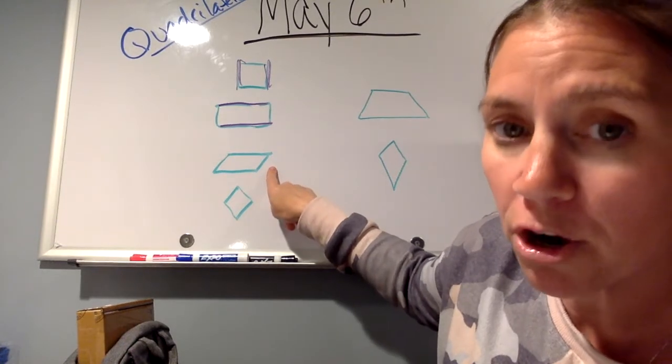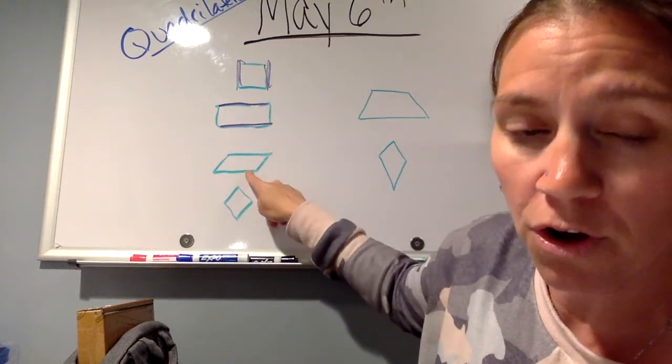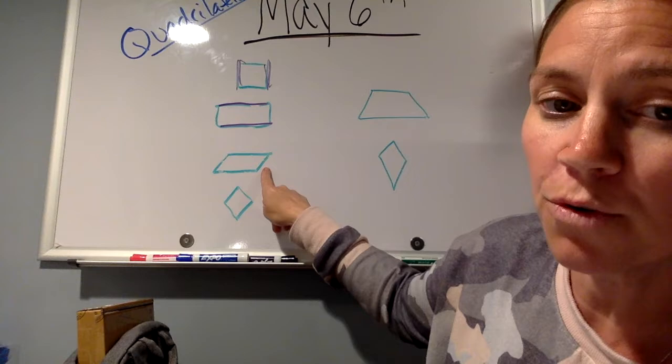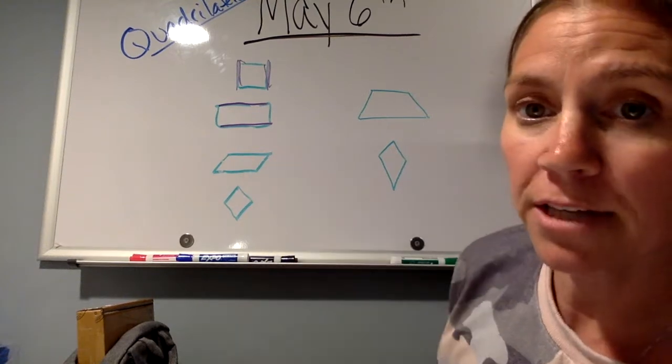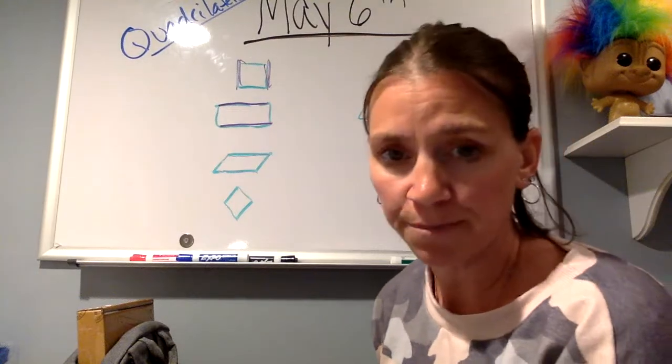We call him a parallelogram. Okay? He does not have right angles. Okay? But his opposite sides are still equal, and his opposite sides are still parallel. Okay? But no right angles.